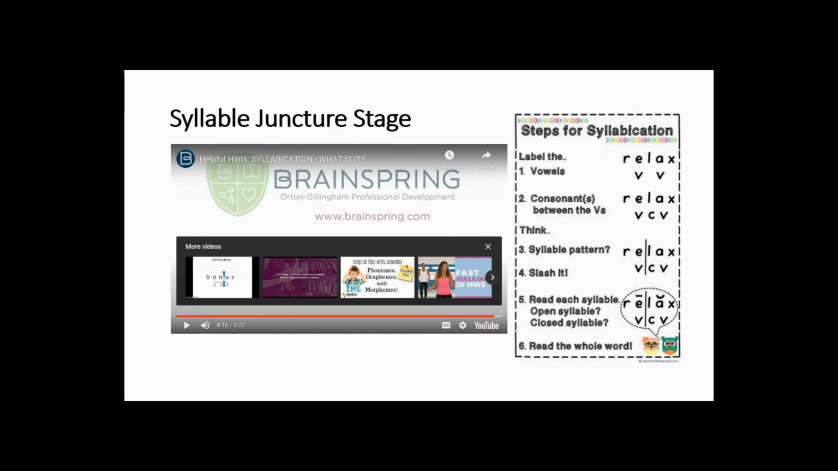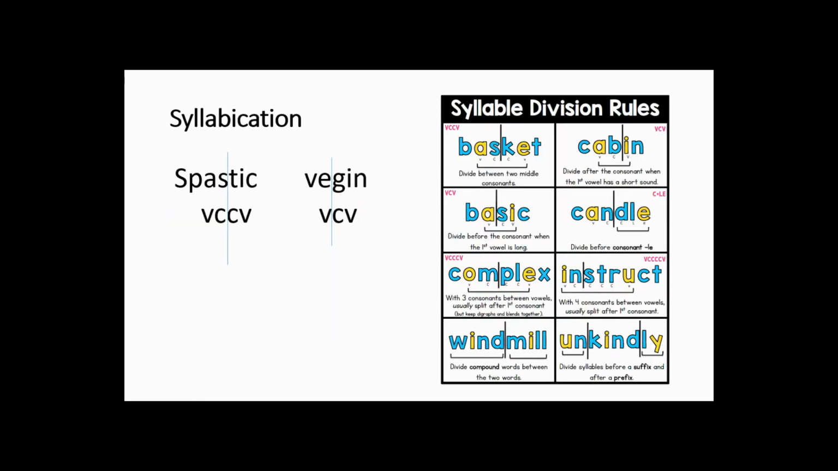All right, so again, here's that view of what they're doing: they're finding the vowels and then labeling the consonants and then consulting which is the pattern, and then how do I split that word? Spastic. Label the vowels, consonant in between. We've got a VCV word, so we're going to split it after the consonant.